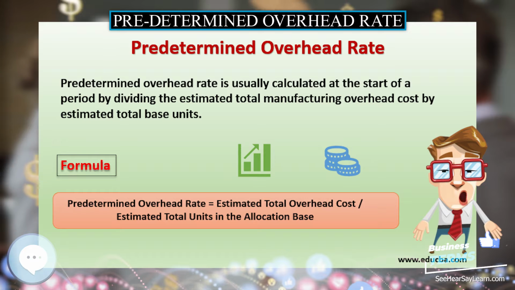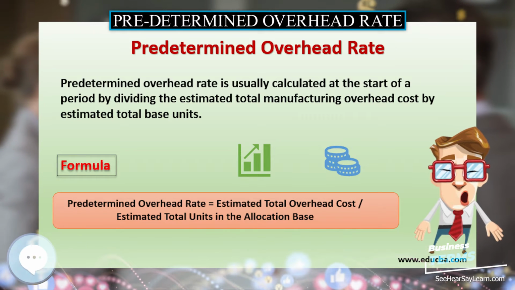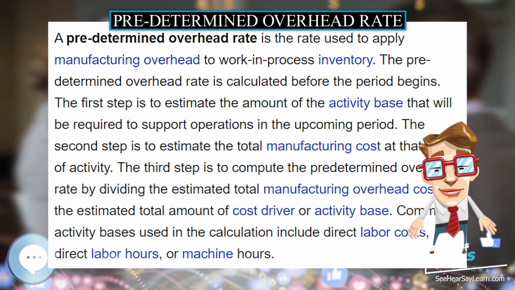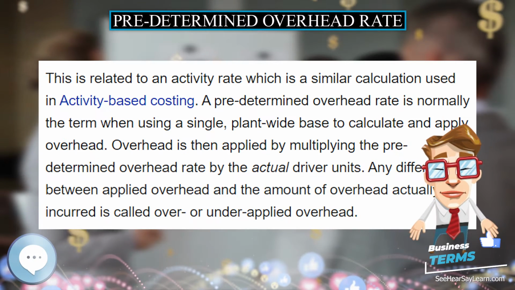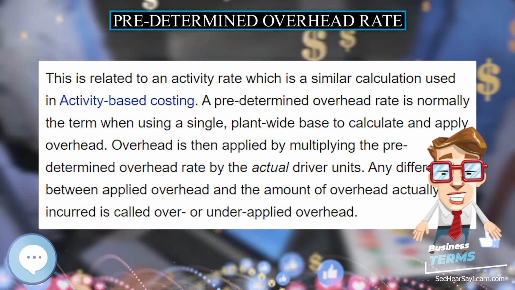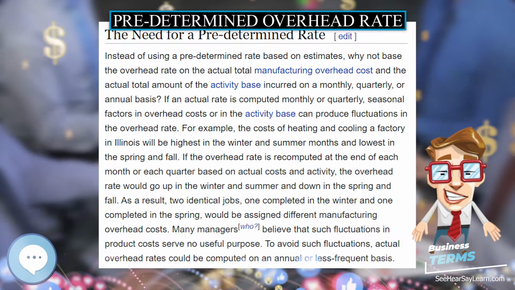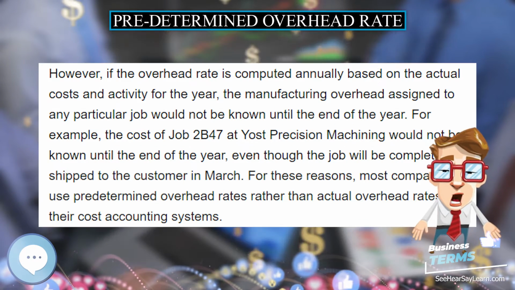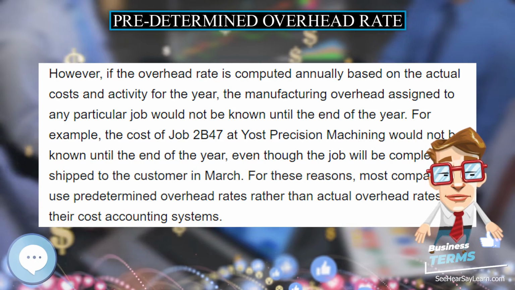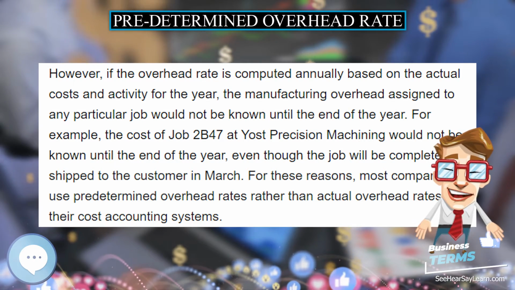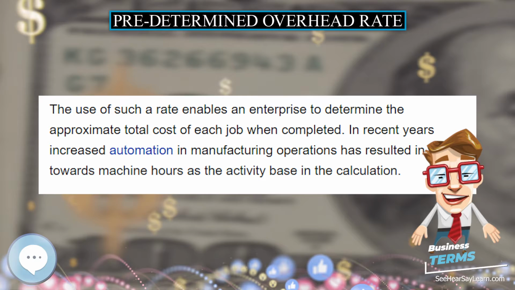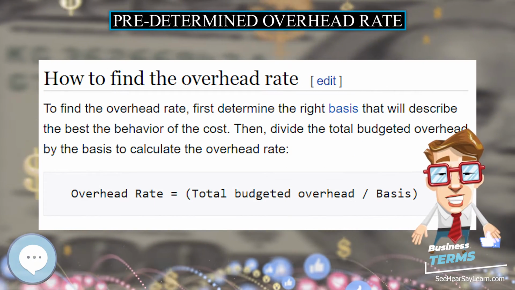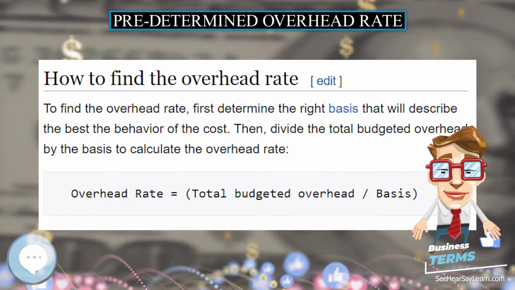For example, the costs of heating and cooling a factory in Illinois will be highest in the winter and summer months and lowest in the spring and fall. If the overhead rate is recomputed at the end of each month or each quarter based on actual costs and activity, the overhead rate would go up in the winter and summer and down in the spring and fall. As a result, two identical jobs, one completed in the winter and one completed in the spring, would be assigned different manufacturing overhead costs. Many managers believe that such fluctuations in product costs serve no useful purpose.